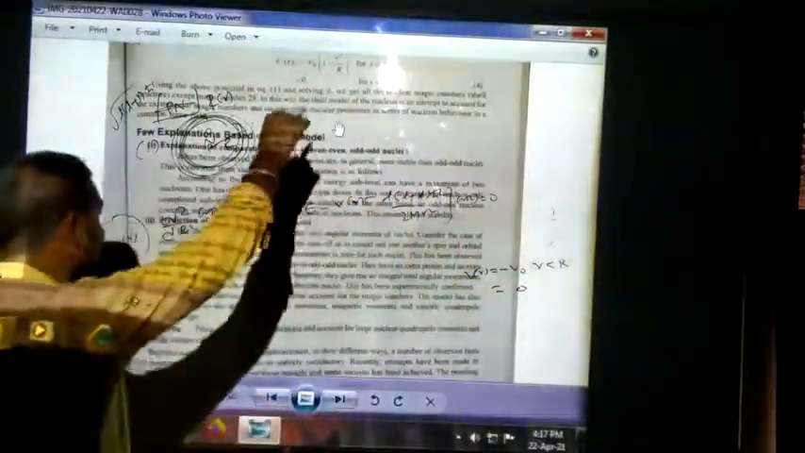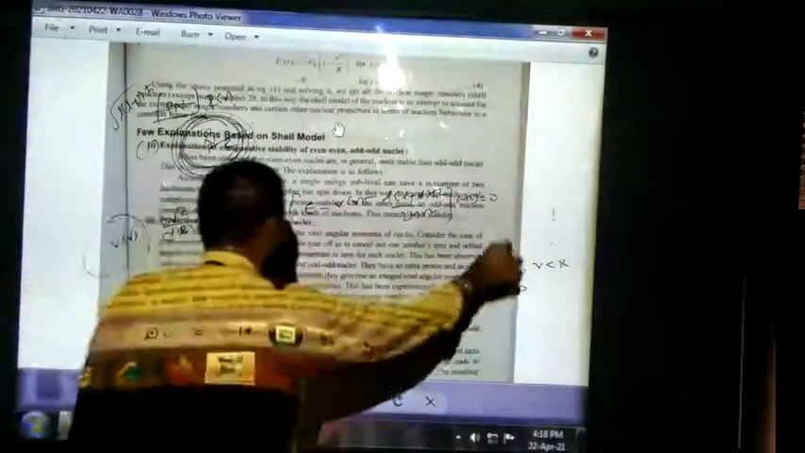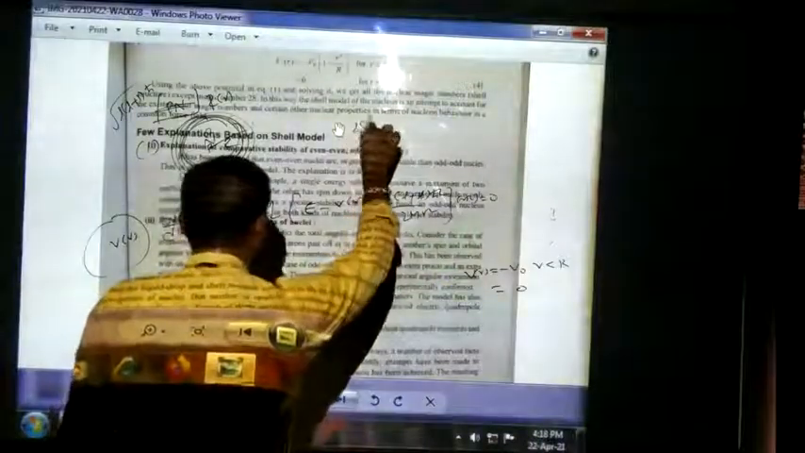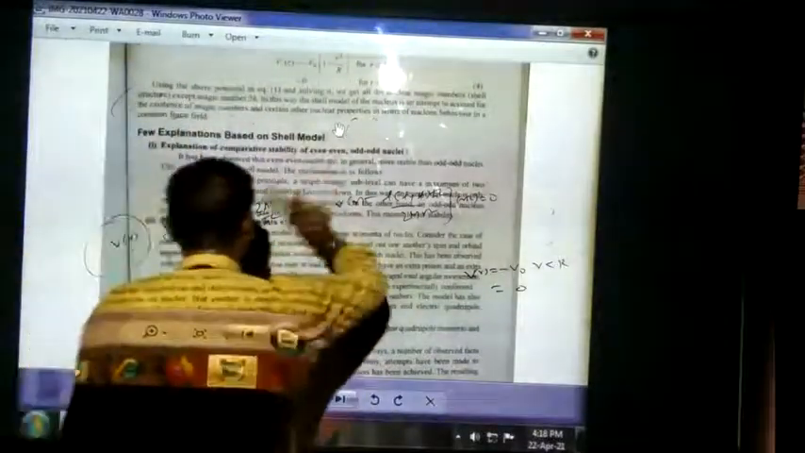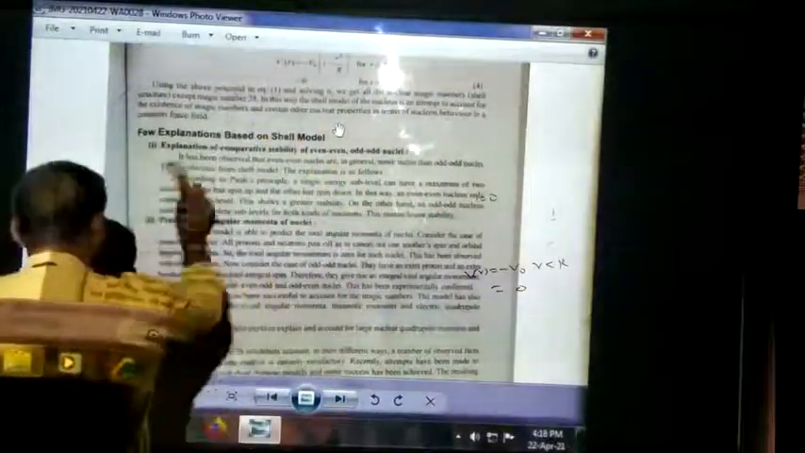Here the other potential, V of r equal to minus V naught, is a harmonic potential. Combining all the potentials, we get one potential. By solving the Schrodinger equation, we get all magic numbers except 28. That's why I did not include 28 in that set. Like that, we can successfully explain the shell model. There are a few explanations based on the shell model.